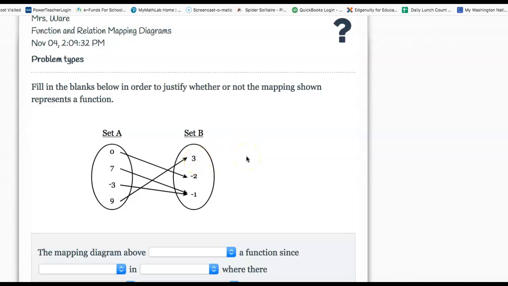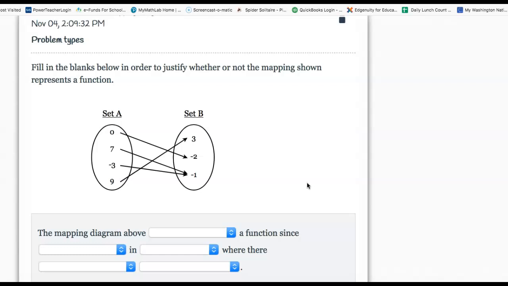If I ask you the name of your sister, you might have two different answers because you might have two different sisters. So that would not be a function. A function is something where there's only one answer or one output for every input. Any input can only have one output.